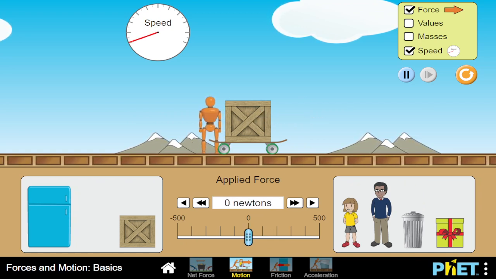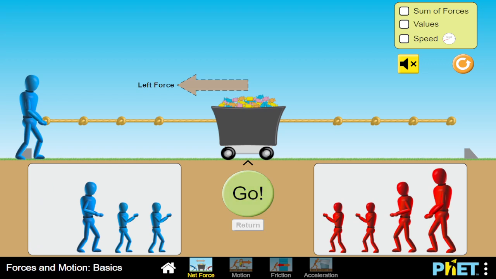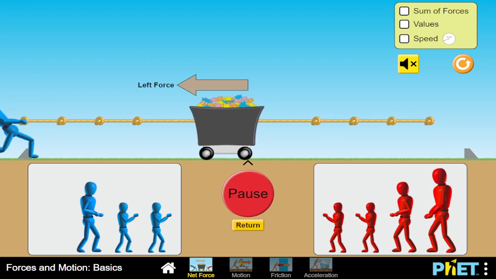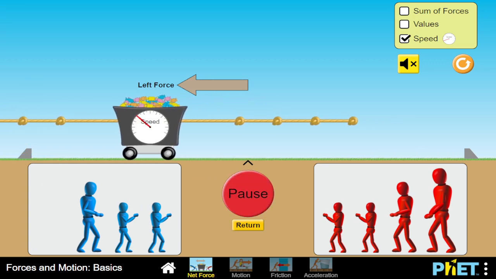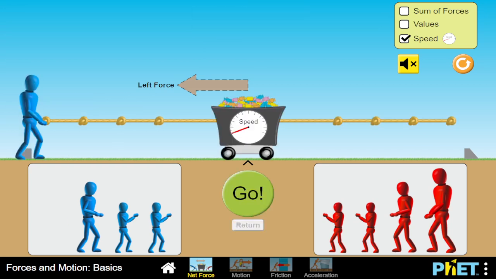I don't need to make this come to a stop, but if I do, it's going to make my computer a little bit happier, because this simulation will continue to run in the background as I come over here to look at net force. Well, what happens if I have just one force acting on this cart? It's going to move at increasing speed without too much effort at all.